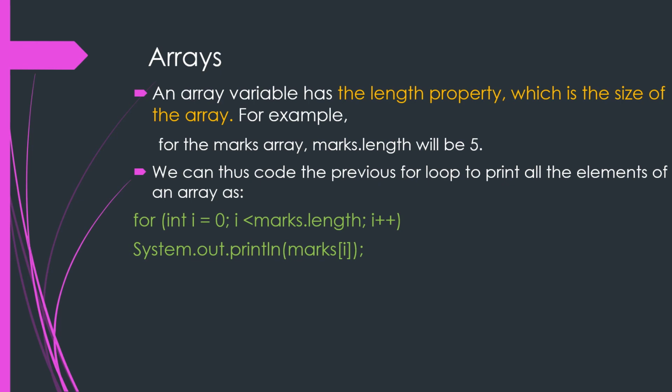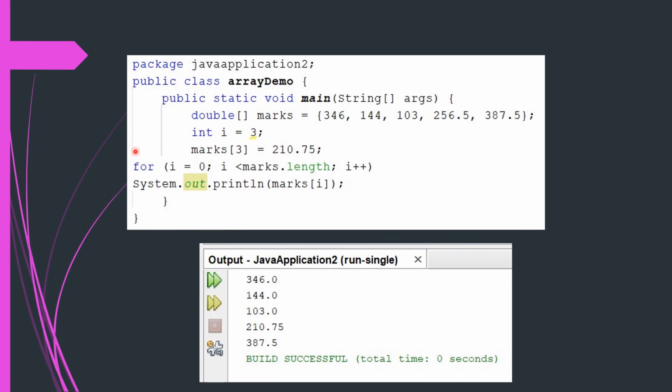Let us see. So here you can see we have just made a small change in the coding. We have just replaced the 5 with marks dot length. Why? Because we have just studied that the length property and size of the array are the same thing. So for this purpose we have changed this, and you can clearly see that there is no change in the output. The output is the same as the previous coding, and so we can say that the length property and the size of the array are the same thing. The length property is the size of the array.